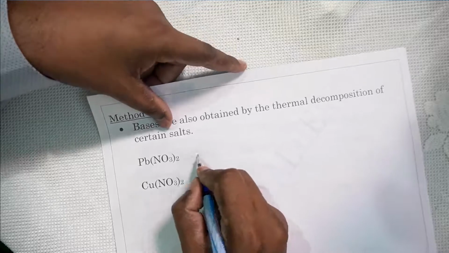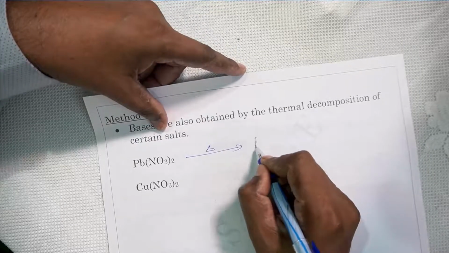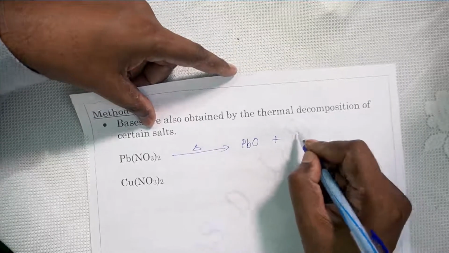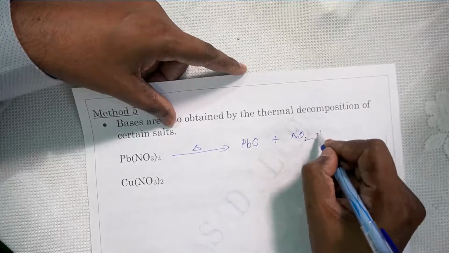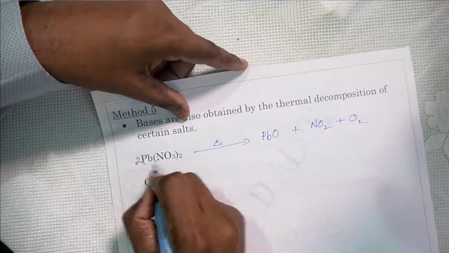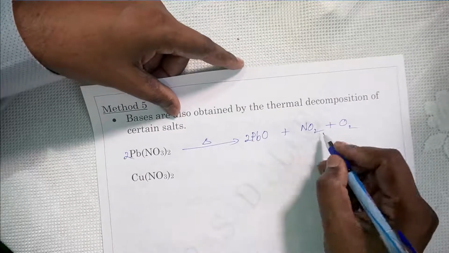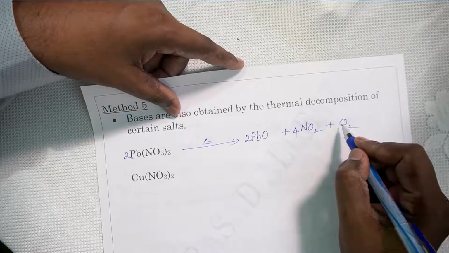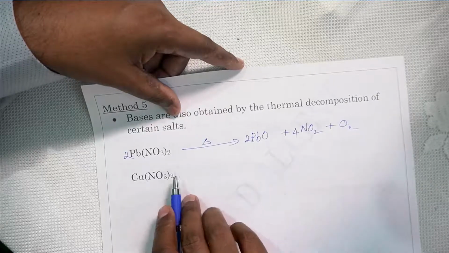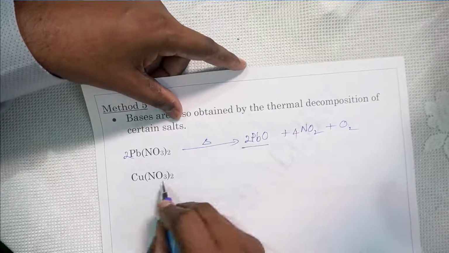So the fifth method of obtaining bases and alkalis is by thermal decomposition of certain salts. Example, lead nitrate on heating will give lead monoxide, PbO, plus NO2 plus O2. So you can take 2 PbO, 2 PbO is more. Single oxygen, it has to be doubled. Now 4 NO2 and O2. So it is balanced. Now you can find the metal oxide is a base here.